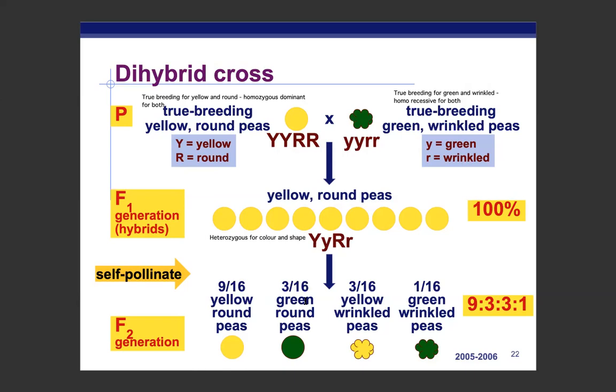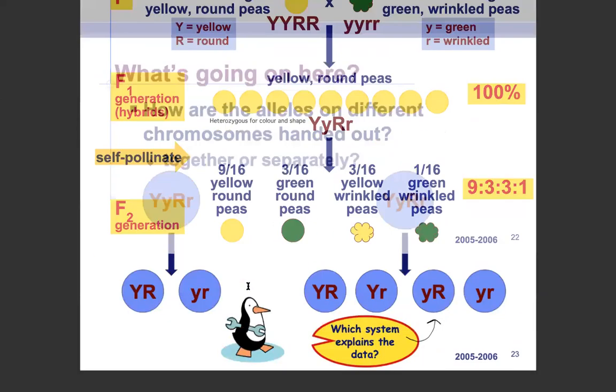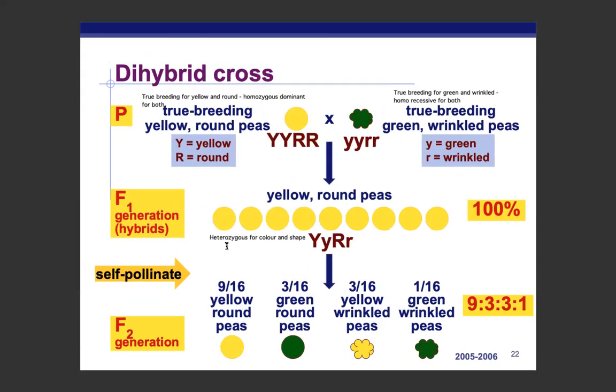3 out of 16 are green round peas, so they're dominant for the shape, the roundness, and they're recessive for the color. 3 out of 16 are yellow wrinkled, which means they're dominant for the color, recessive for the shape. And 1 out of 16 are green and wrinkled, so 1 out of 16 is recessive for both. And obviously, just by looking at this, we can't tell the exact genotype because it could be a whole range of options. Now, they're not going to ask you to draw a Punnett square on dihybrid crosses. It's a lot more complicated.